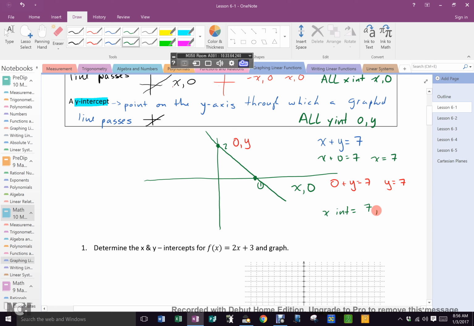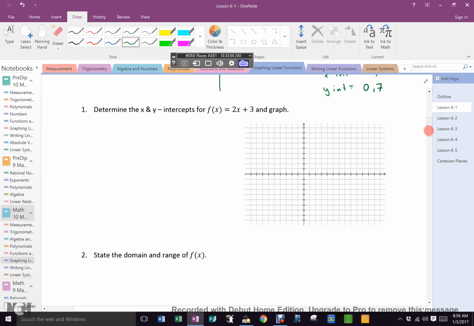7, 0. And what is the y-intercept? 0, 7. Can everybody do this? The question tells you how to do it. Is everybody good? Okay. Now, that is kind of grade 9. Let's look at this from a grade 10's perspective.